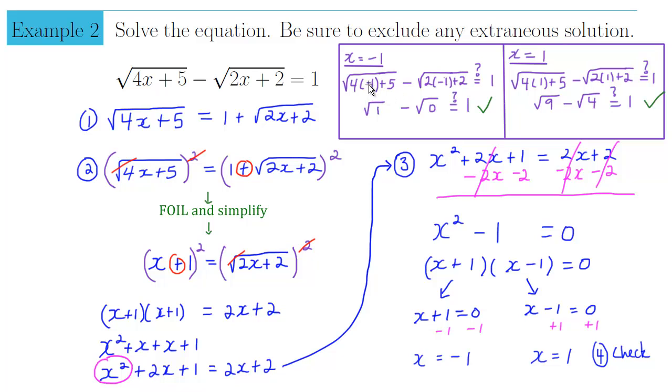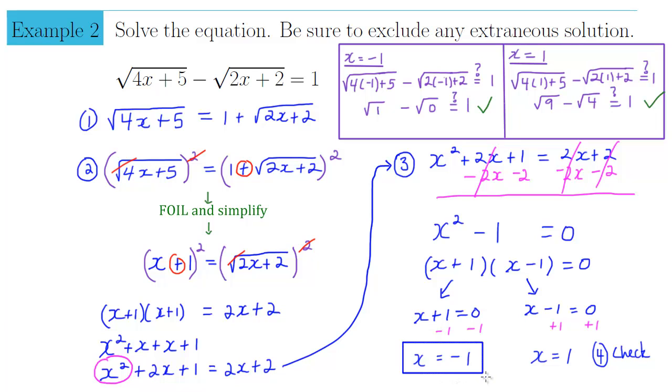When you put in negative 1, you'll get the square root of 4 times negative 1 plus 5 minus the square root of 2 times negative 1 plus 2, and that's supposed to equal 1. Simplifying, this is negative 4 plus 5, which is 1, so we have square root of 1 here, minus negative 2 plus 2 leaves us with 0. Square root of 1 is 1, minus square root of 0, which is 0. 1 minus 0 is 1. This checks. The solution's good. So x equals negative 1 is a valid solution.